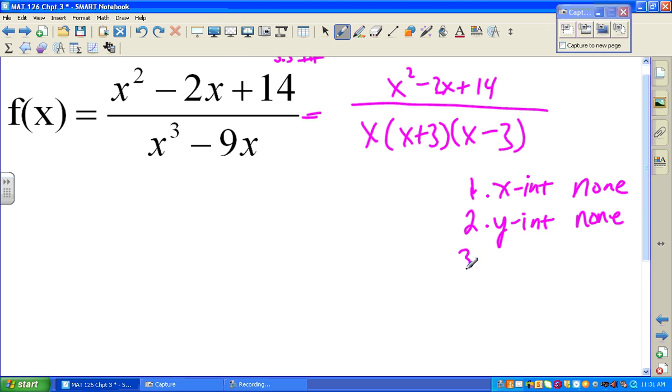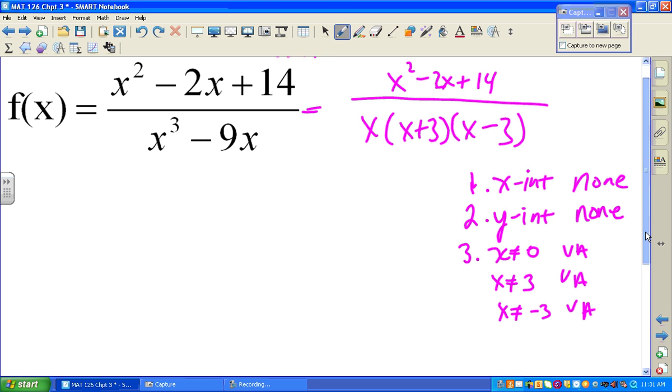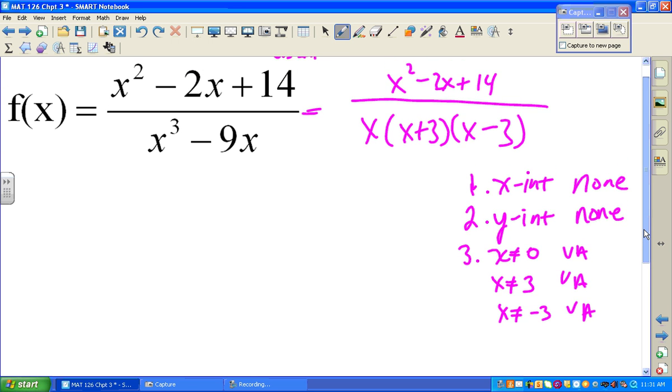Number 3. What is the domain? x cannot equal 0, x cannot equal 3, x cannot equal negative 3. And those are all going to be vertical asymptotes because the top doesn't factor. Vertical asymptote, vertical asymptote, vertical asymptote. The top doesn't factor, so that's taken care of.